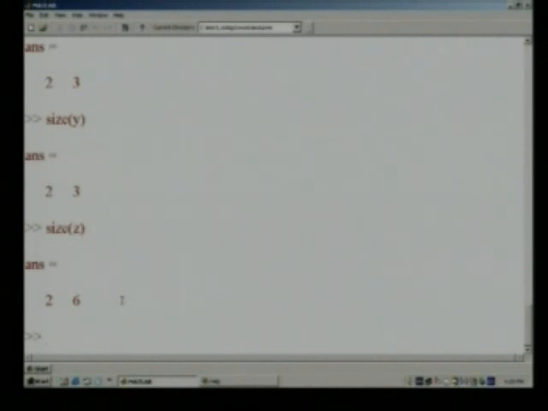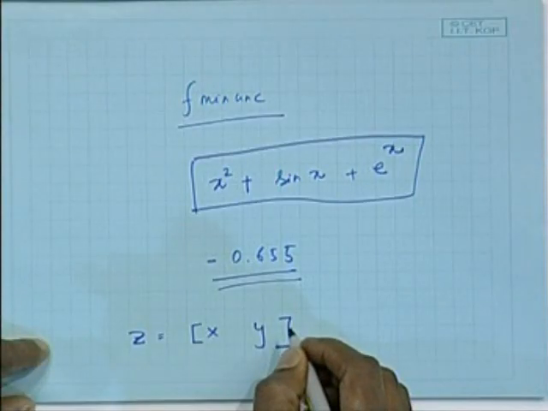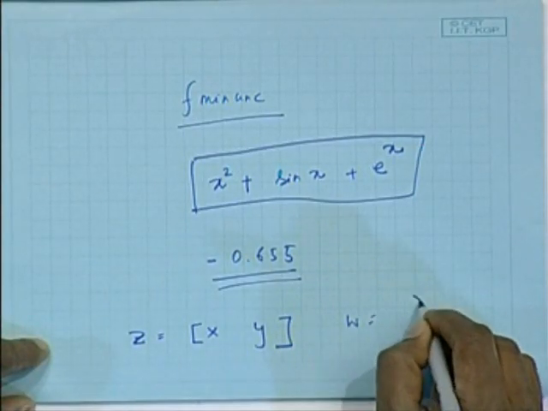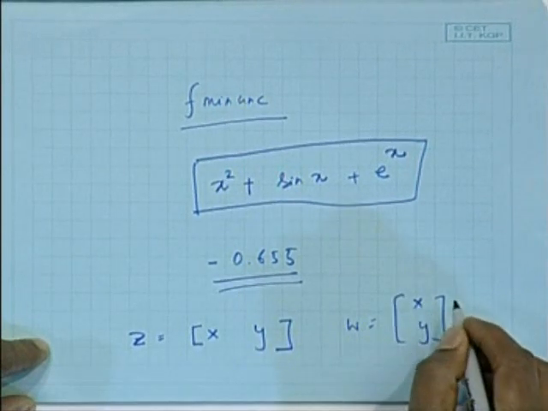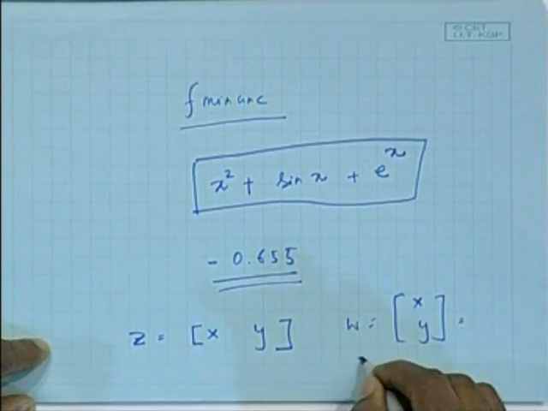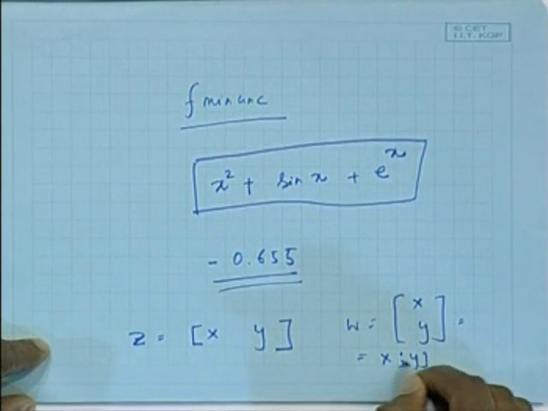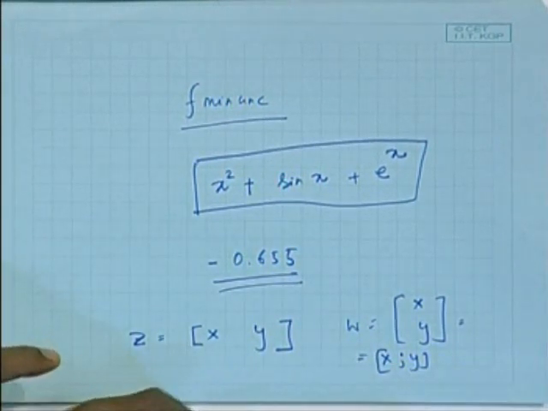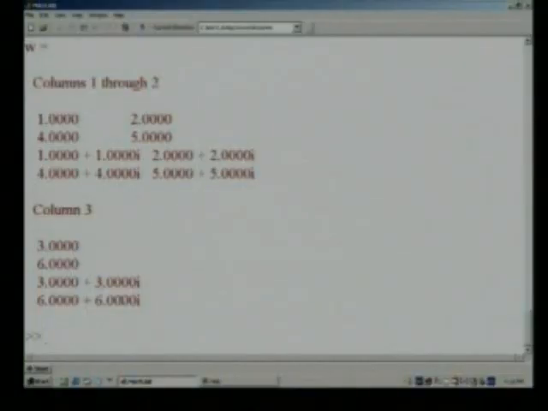But suppose w I write as x semicolon y. That means first the x matrix will be kept, and in the next row, that means it will get a return, the y matrix will be kept. It will be kept like this. One was like this; look at my slides. Z was x y, and w was like this, x over y, which is the same as x semicolon y. All right. So you can see this. What is w? You can see the size of w.